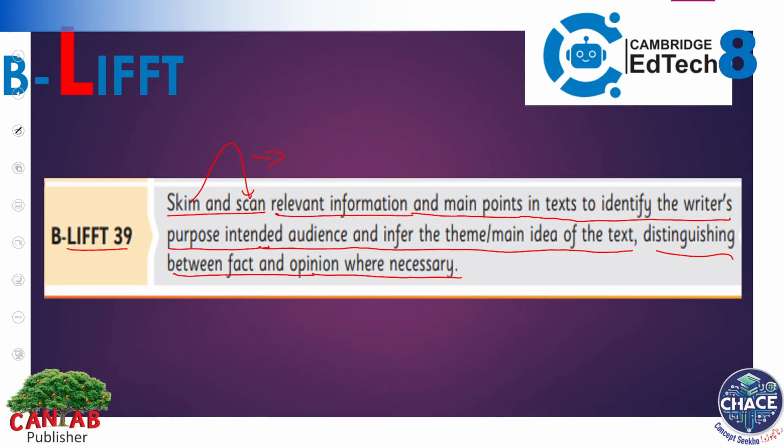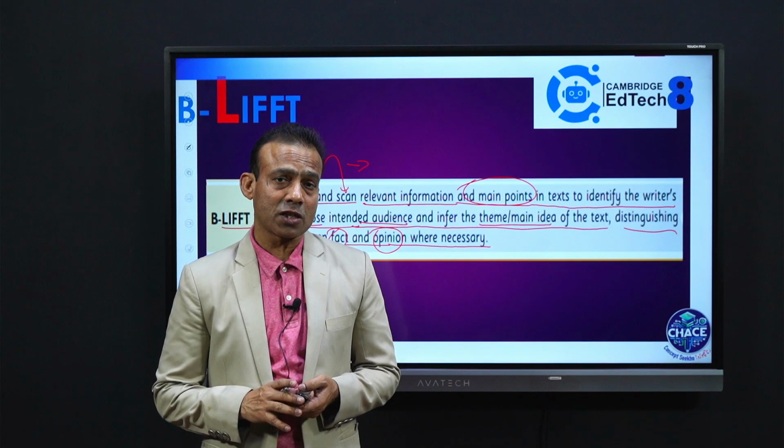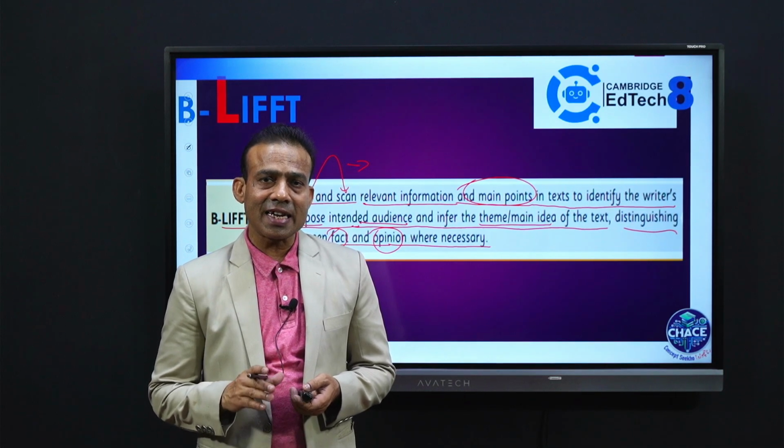So, we are going to learn what is skim and scan, and then how to identify the main points, and what the purpose and intended audience are, and how we can identify the main theme or idea from the text, and what is fact and opinion. These are the main points. So dear learners, this is very lengthy and very important. This is used in reading skills. If we are very well aware of these techniques or skills, we can understand all the information very clearly.